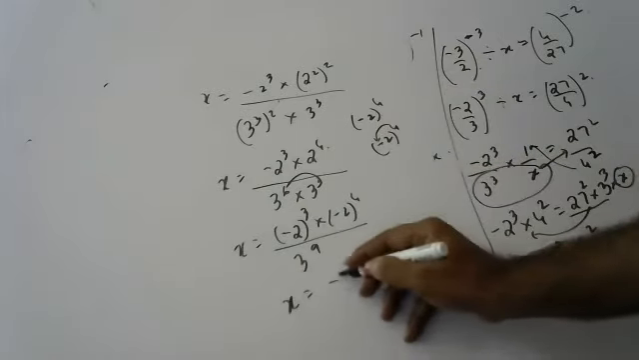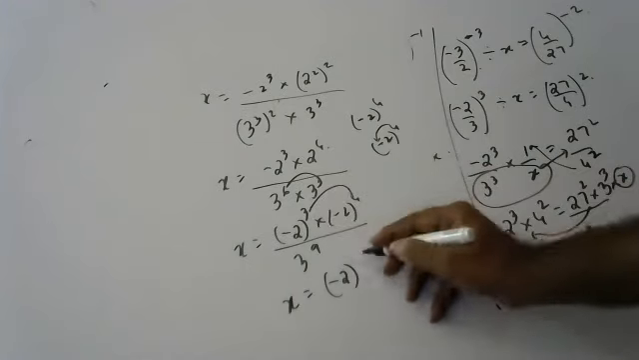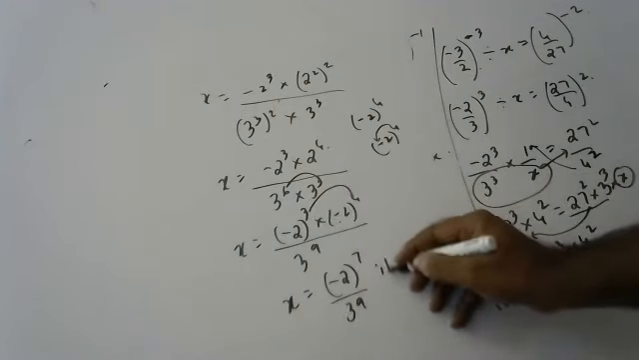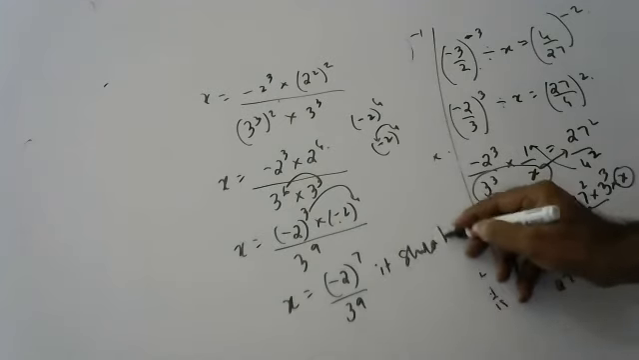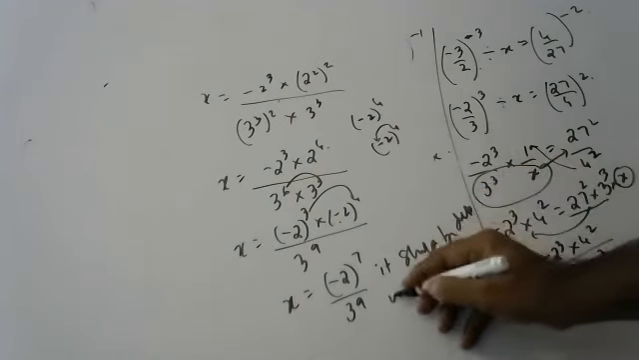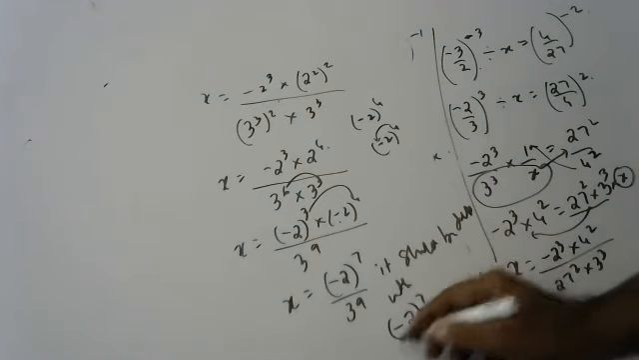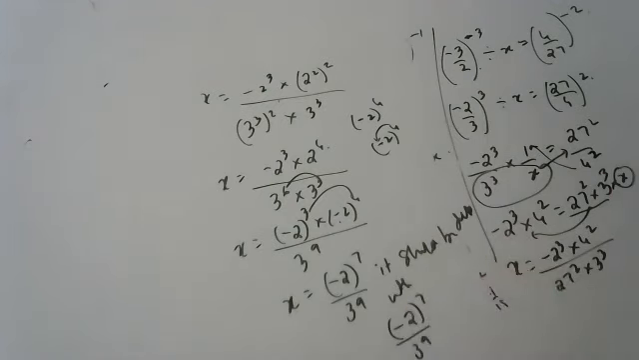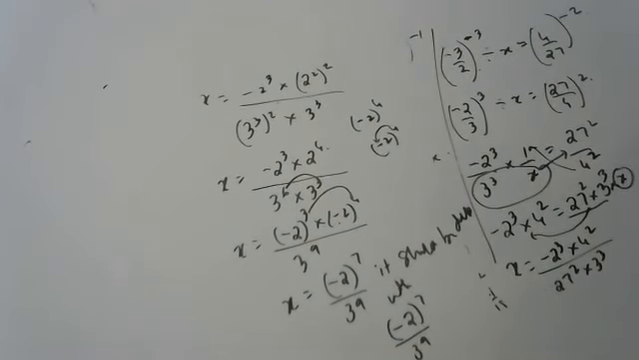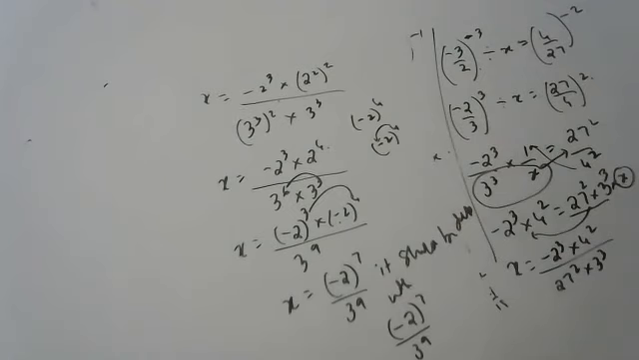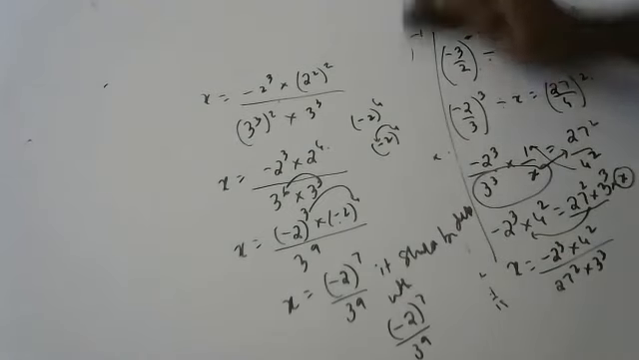So x is equal to minus 2 to the power of 3 plus 4, that is 7. When bases are same, powers can be added, by 3 to the power of 9. So it should be divided, minus 2 to the power of 7 by 3 to the power of 9. Like this, it should be minus 2 to the power of 7 by 3 to the power of 9. Okay, children? Don't get confused. Next.